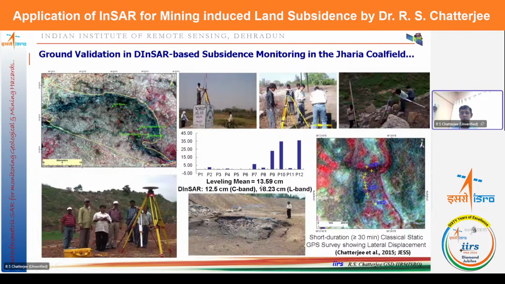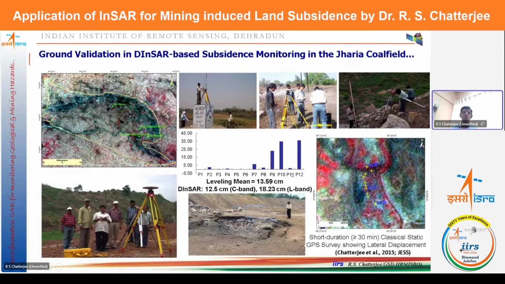You can resolve the line of sight displacement from the InSAR, and then we have compared this with leveling. From leveling, we are getting a vertical displacement of 13.6, and from the C band InSAR, we are getting 12.5, and from L band, we are getting 18 centimeter. So you can see this level of matching.